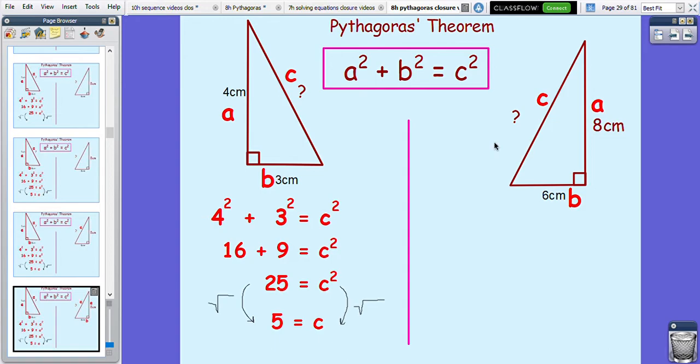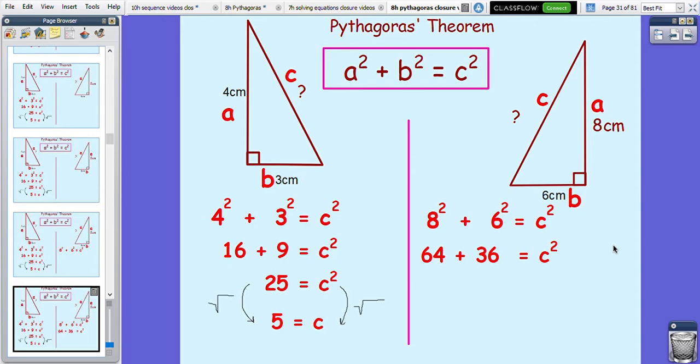Alright, let's make a substitution. Instead of a squared plus b squared, let's call it 8 squared plus 6 squared, because that's how we labelled our triangle. So 8 squared plus 6 squared equals c squared. Alright, let's do some maths. What is 8 squared? Well, 8 squared is 64, and 6 squared is 36. So let's just write that down.